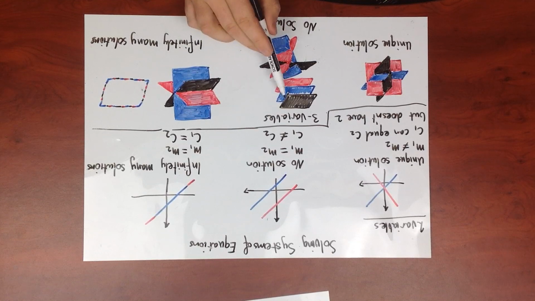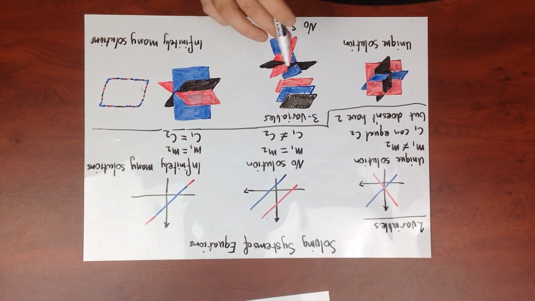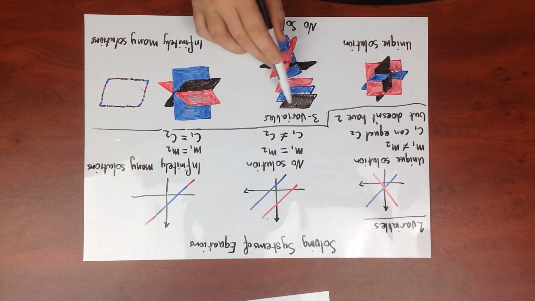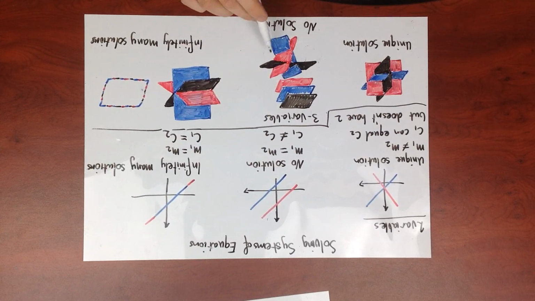No solution means that they're sitting above each other, kind of like pages of a book stacked up, but not actually touching each other. Or we can have this situation where the red and black meet along this line, but the blue doesn't. The blue and black meet over here, and the blue and red meet over here. There's actually no unique solution there either.